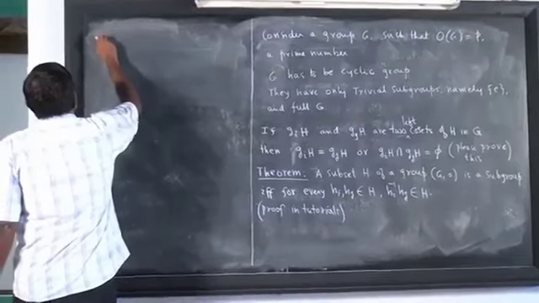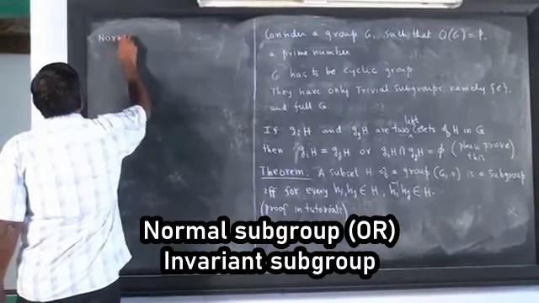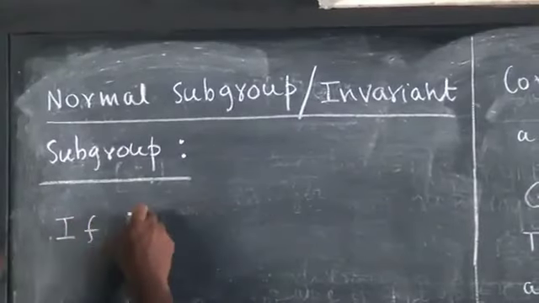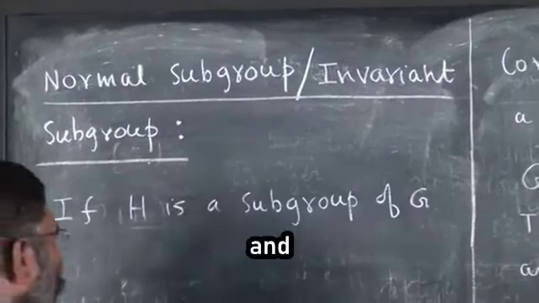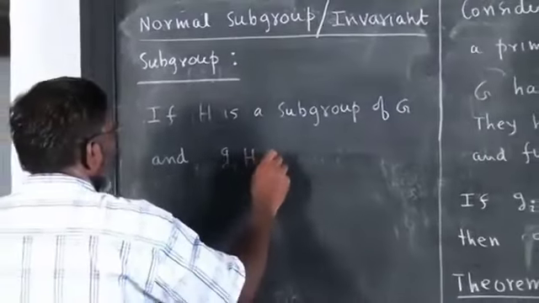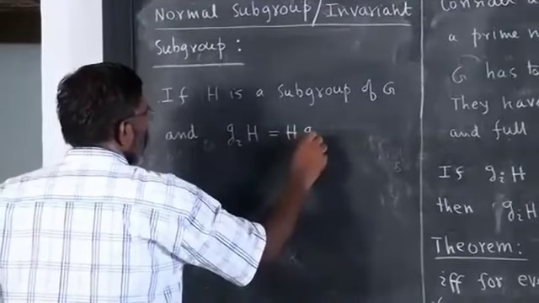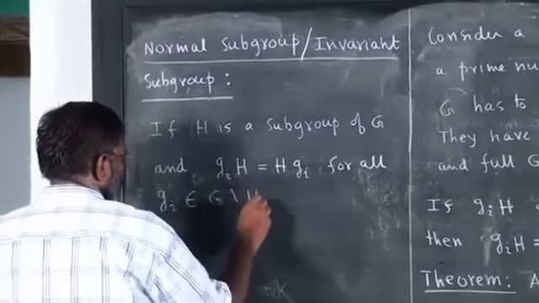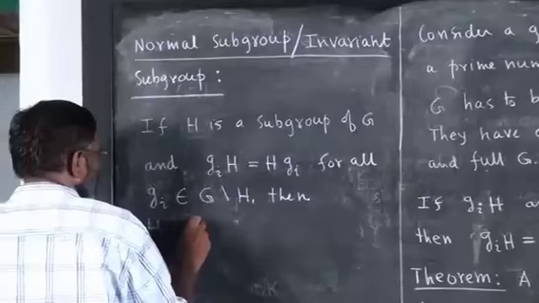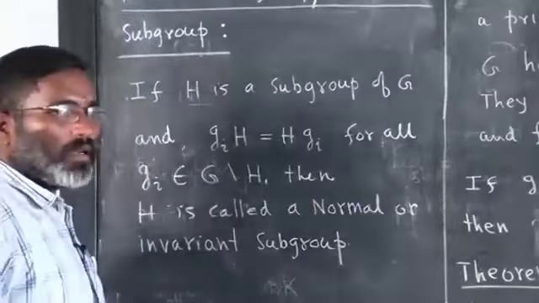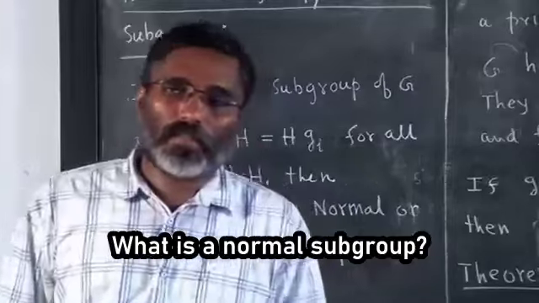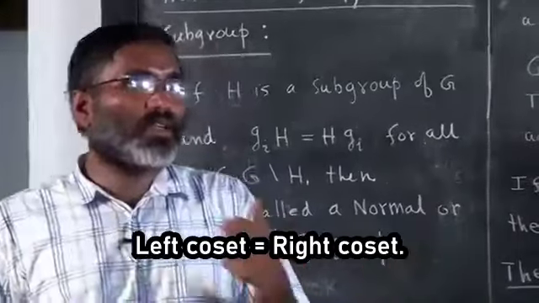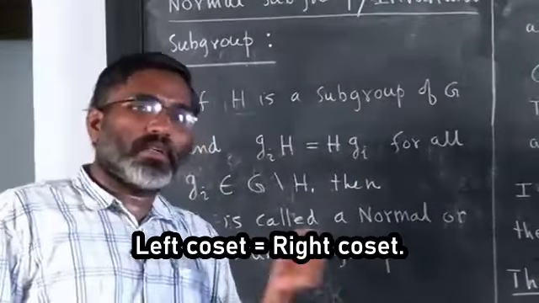Now, we define what is called a normal subgroup, or it is also called an invariant subgroup. If H is a subgroup of G and giH, the left coset, is equal to the right coset for all gi in G minus H, then H is called a normal subgroup or an invariant subgroup. So, what is a normal subgroup? It's a subgroup for which the left coset will be the same as the right coset for all elements in G, but not in H.